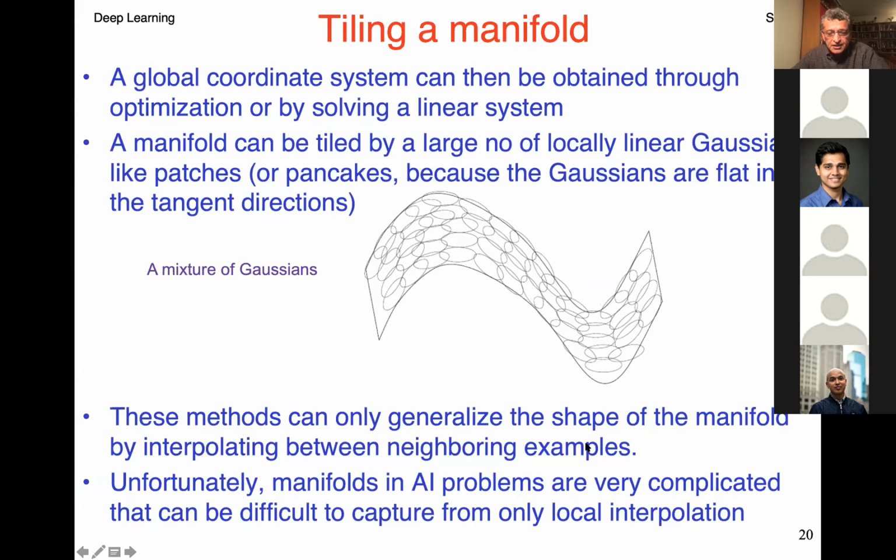These methods can only generalize the shape of the manifold by interpolating between neighboring examples. Unfortunately, manifolds in AI problems are very complicated, that can be difficult to capture from only local interpolation. So this is one of the early methods to say, well, we've got a representation where all these variations are captured by this manifold. So we can expect all the other objects to behave in a similar way by these kinds of shapes.